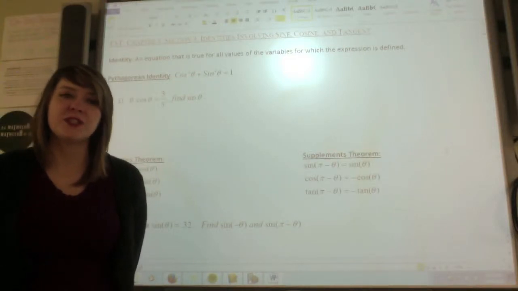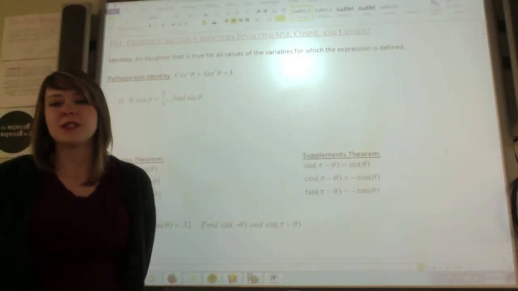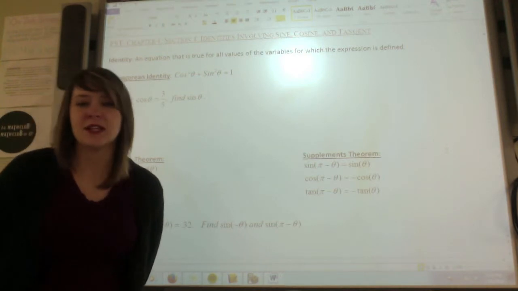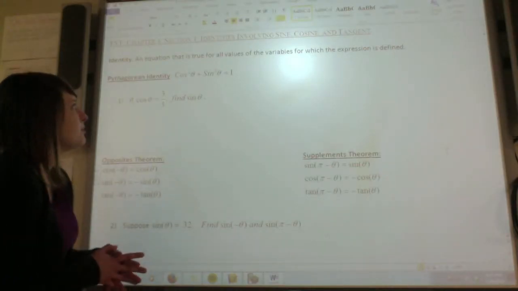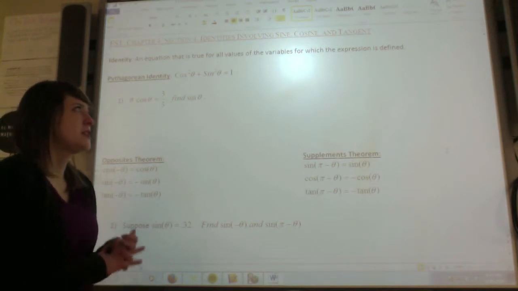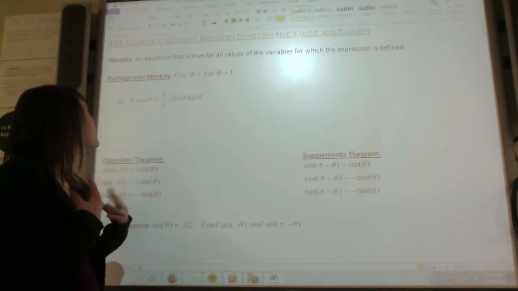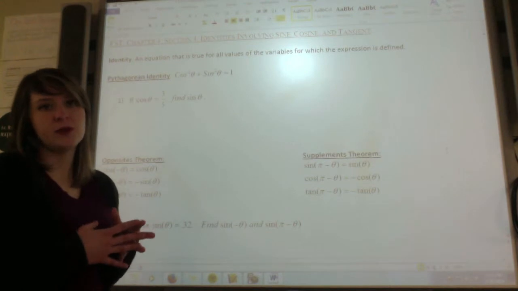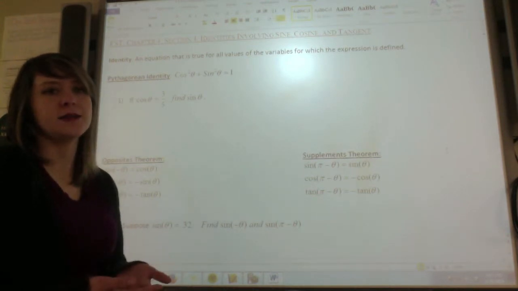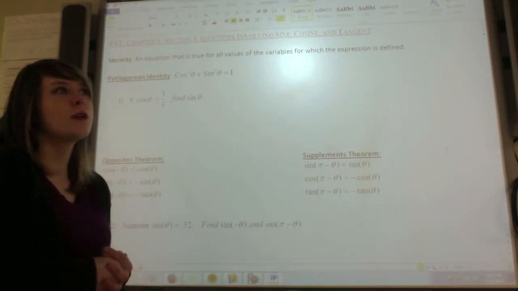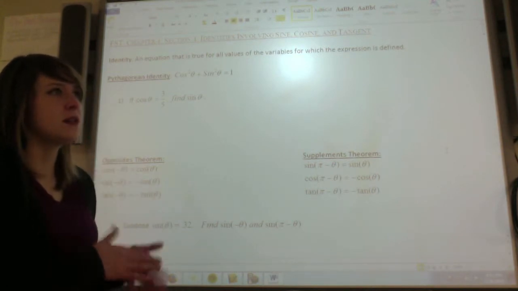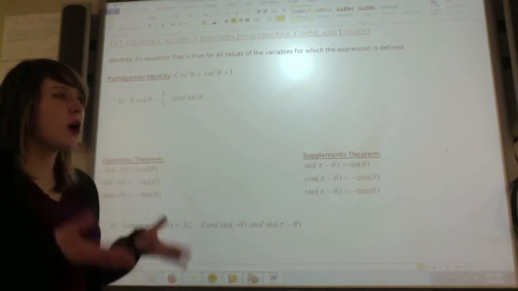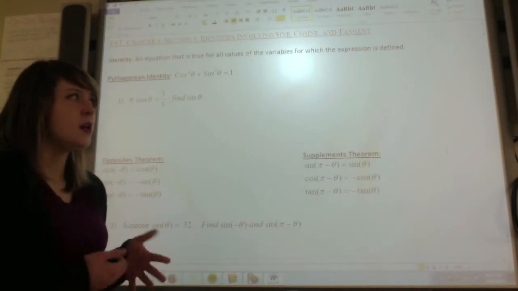Hey guys, today we're doing Chapter 4, Section 4, which is on identities involving sine, cosine, and tangent functions. An identity is an equation that's true for all values of the variables for which the expression is defined. In other words, an identity is always true. It would be something like x equals x, that's always true, or 3 equals 3, that's always true as well. So something that's equal to itself is always going to be considered an identity.